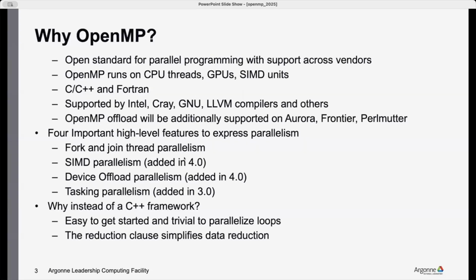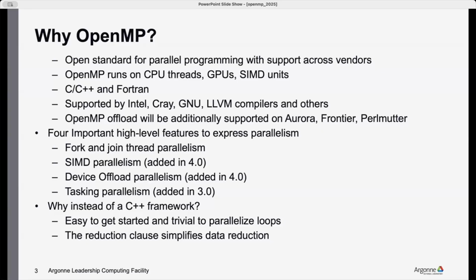So let's get started. First, why OpenMP? OpenMP is an open standard, which means it's a set of environment variables and APIs that are supported pretty broadly across vendors. It's mostly focused on parallel programming. It can run on different types of systems like CPU threads, GPUs, and specialized SIMD units. One important part about OpenMP is that it has support for C++ and Fortran, so it's one of the few that will still support Fortran directly.